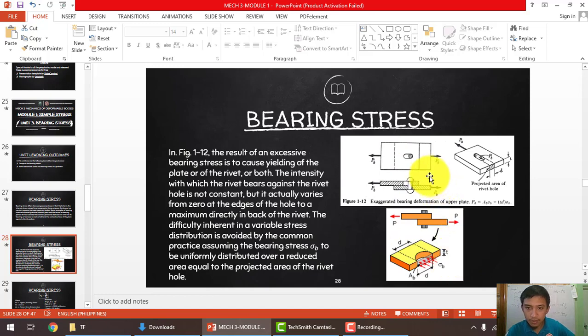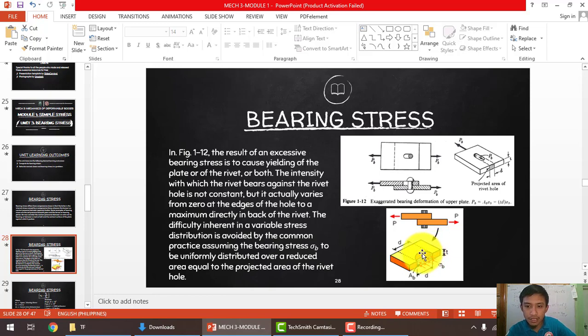If I exaggerate the failure or the deformation of the top plate, what will be in contact between the rivet and the plate is only half of that circle, or half of the rivet, because the other side will be left as a space. The area being stressed or handling the pressure is what we call the contact area or the bearing area. Whatever is in contact within these two bodies, that is the bearing area.